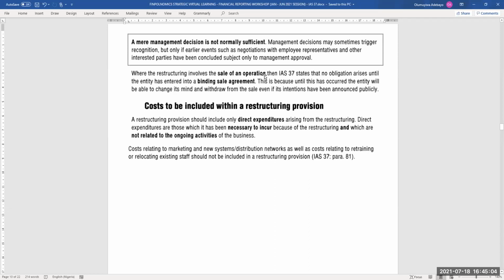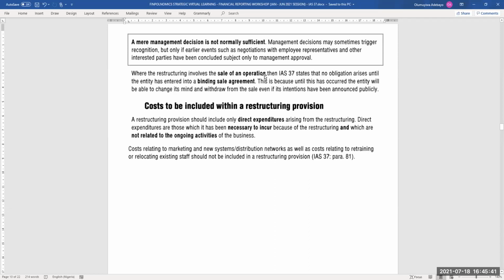When the restructuring involves the sale of an operation, then IAS 37 states that no obligation arises until the entity has entered into a binding sale agreement. This is because until this has occurred, the entity will be able to change its mind and withdraw from the sale, even if its intentions have been announced publicly.